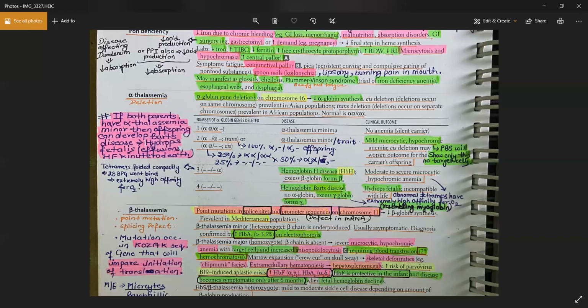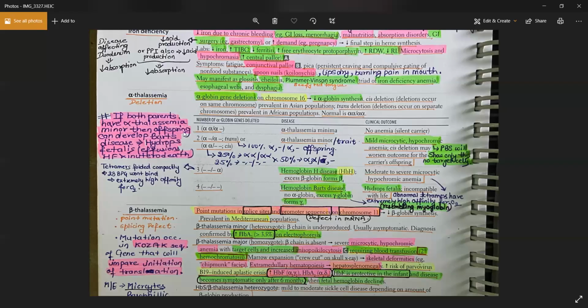So let us suppose you encounter parents, and both of the parents are having a trans type of alpha thalassemia minor. Then what can they do? They can either transfer this chromosome, alpha dash, or they can transfer this chromosome, the alpha dash. Okay, so in all of the cases, if I draw the Punnett square, the alpha dash and alpha dash, in all of the cases the baby must be having the alpha dash and alpha dash, right?